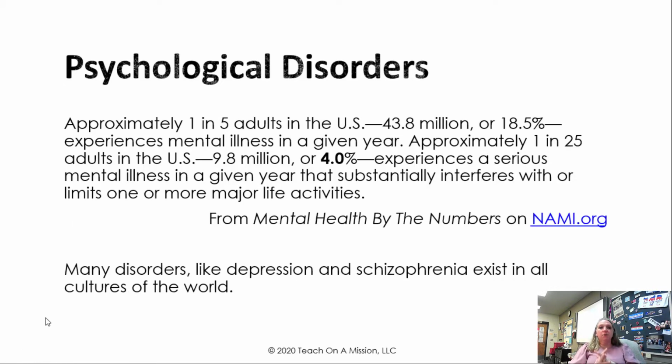Here are some numbers you need to keep in your head as we go through this. Approximately 1 in 5 adults in the U.S. experience mental illness in a given year. So this would be all mental illnesses combined. And approximately 1 in 25 adults in the U.S. experience a serious mental illness in a given year that substantially interferes with or limits one or more major life activities. And many disorders, especially depression and schizophrenia, exist in all cultures of the world.